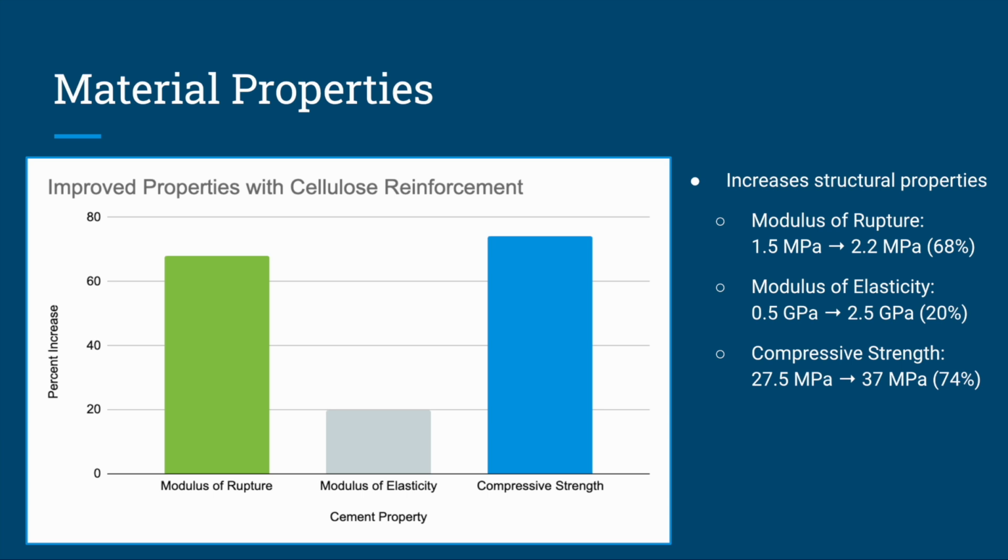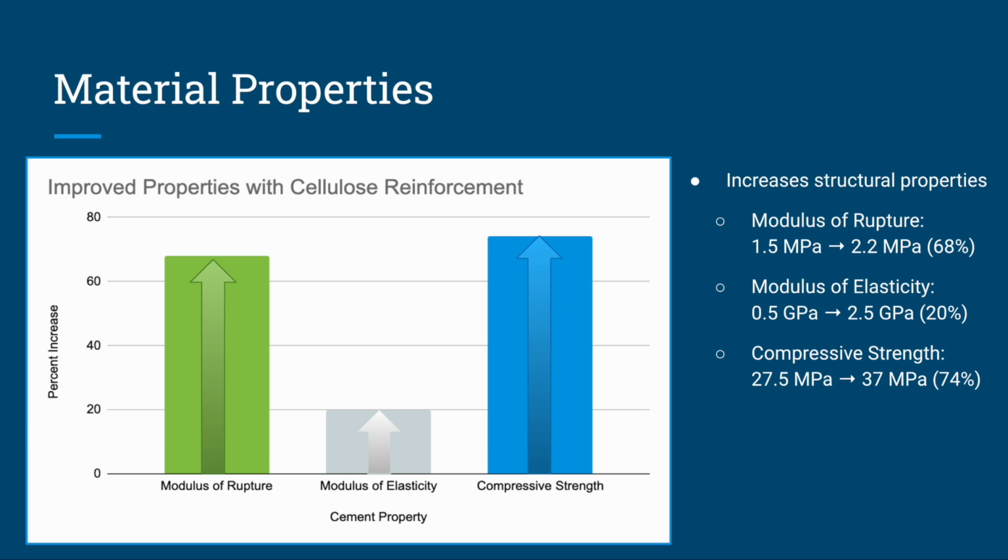When tested against a control specimen, the cellulose reinforced cement increased the modulus of rupture from 1.5 to 2.2 megapascals, the modulus of elasticity from 0.5 to 2.5 gigapascals, and increased the cement's compressive strength from 27.5 megapascals up to 37 megapascals. These strengths were achieved from a 5 to 10% addition of paper waste cellulose fibers. However, waste paper cellulose reinforcement greater than 10% saw a decrease in the above-mentioned properties.